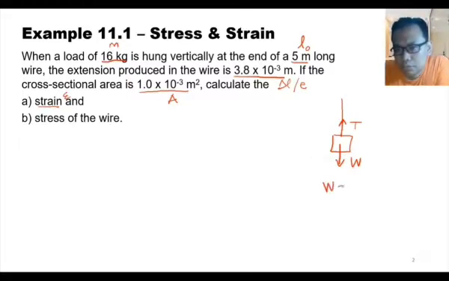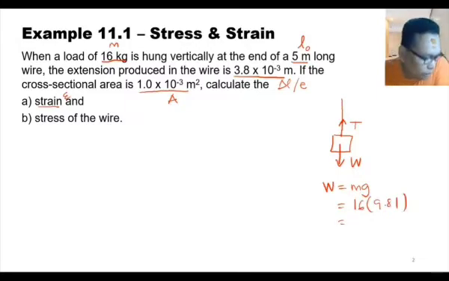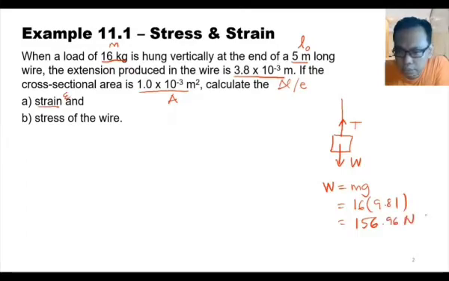is equal to mass times gravitational acceleration, and it's given 16, gravitational acceleration 9.81, and I get here 156.96 Newton there.